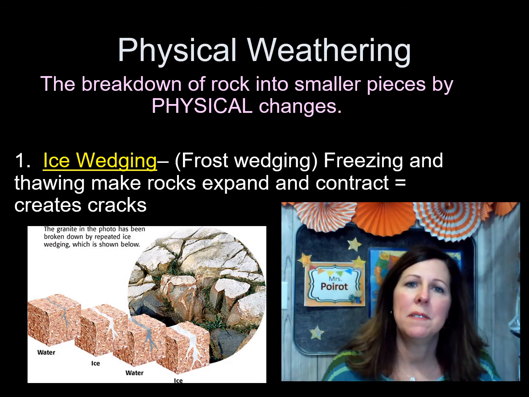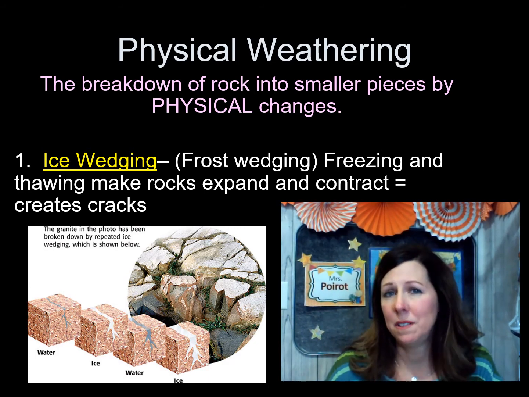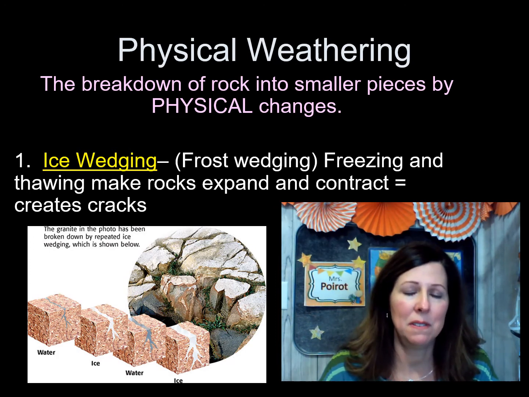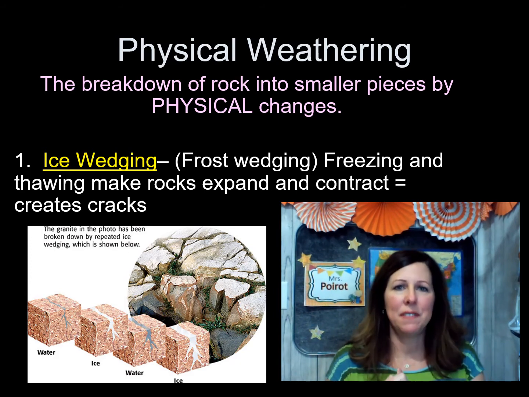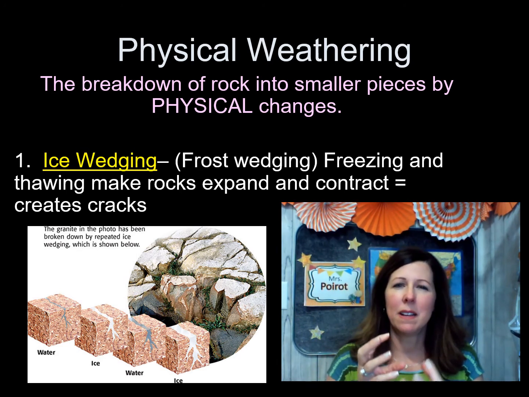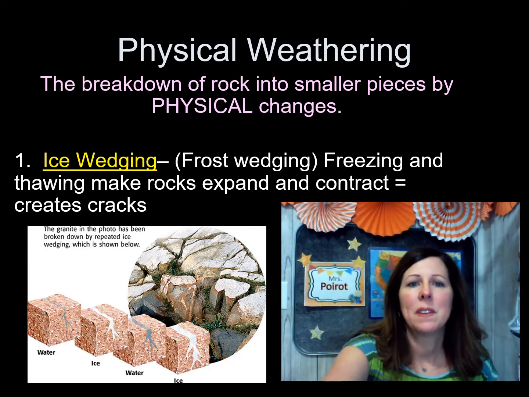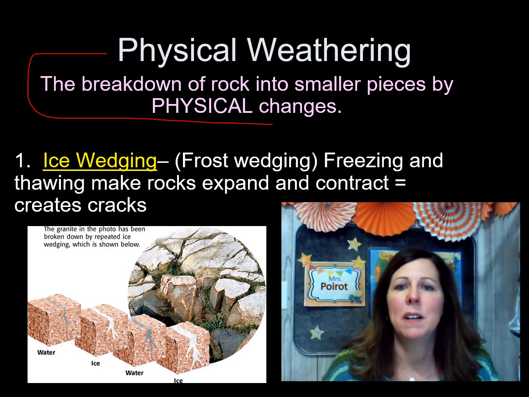For physical weathering and chemical weathering, I want you to think back to 5th grade when you learned about physical changes and chemical changes. We know that a physical change is just, it looks different. The composition has not changed. So in physical weathering, the rock composition stays the same, but it might look different. Physical weathering is the breakdown of rock into smaller pieces by physical changes.